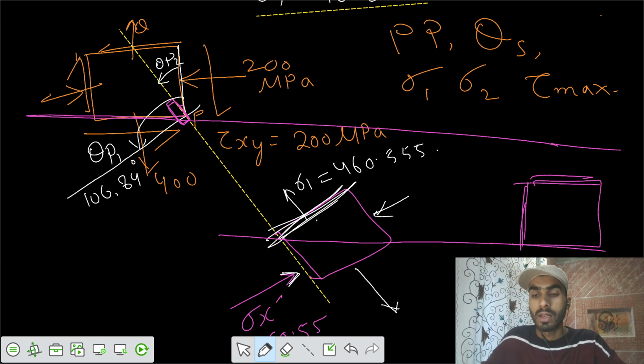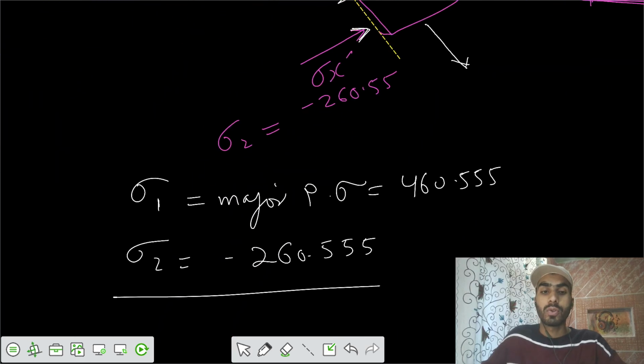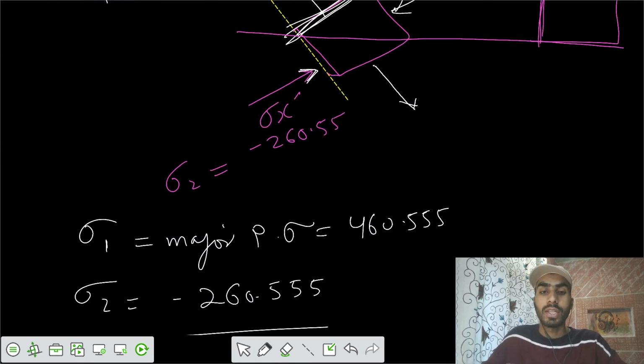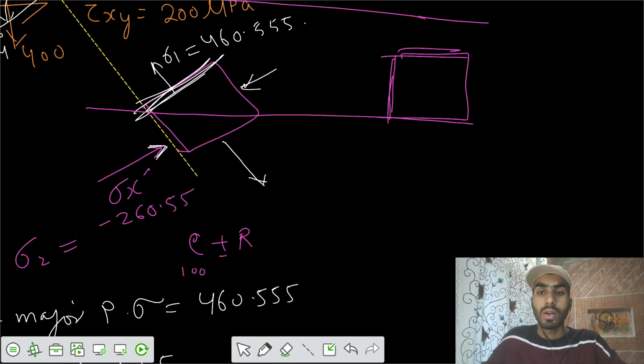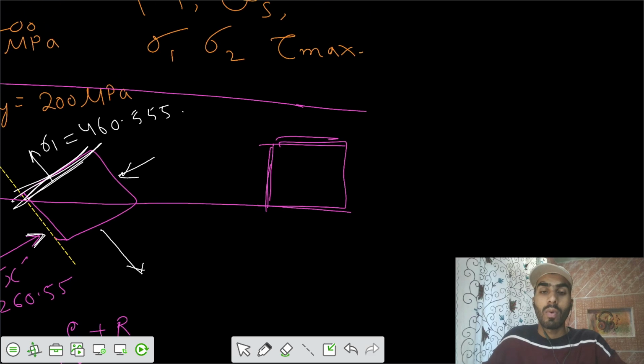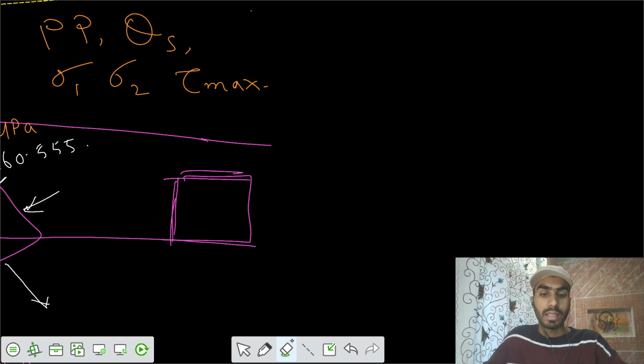This is our tau max plane. We got the tau max value of minus 360.555. We have the equation C plus or minus R, where C was equal to 100 and R was equal to 360.555. So we got the tau max, but we don't know where it is located and in which direction it's acting. In the derivation we say this one is positive.